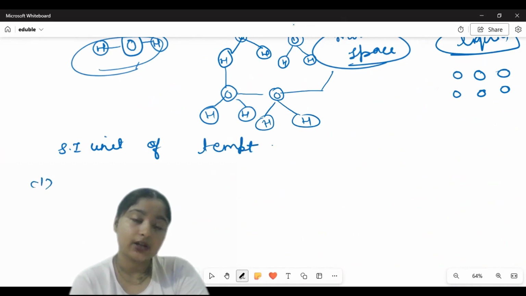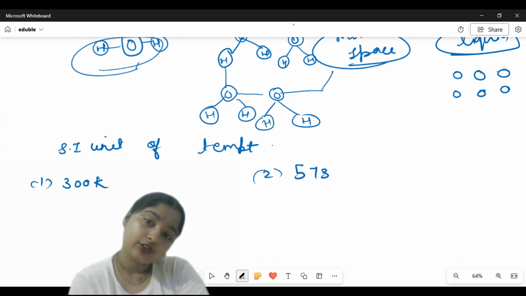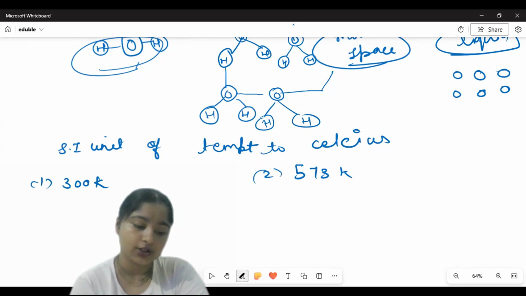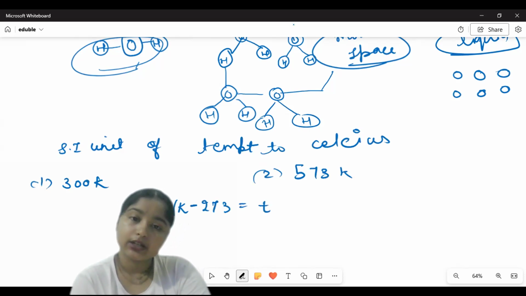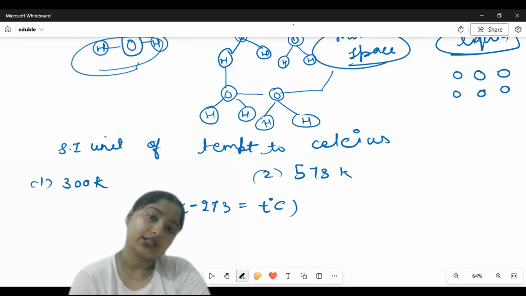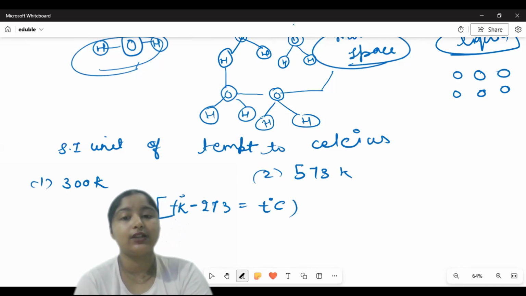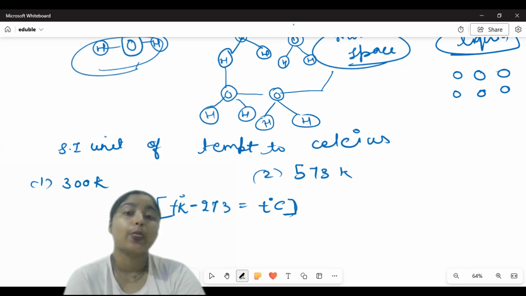So first of all, you need to convert 300K, and then you need to convert 573K, right, to Celsius scale. To do this, we have a formula. We can convert from the Kelvin temperature to Celsius temperature. That is Kelvin minus 273 equals your temperature in Celsius. Temperature in Kelvin minus 273K will give you your temperature in Celsius.